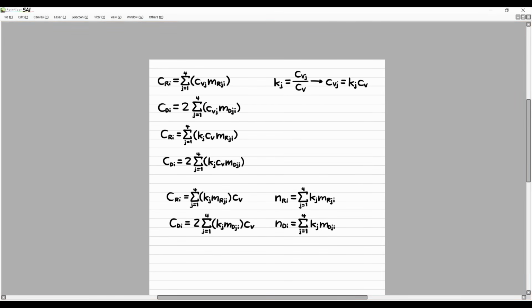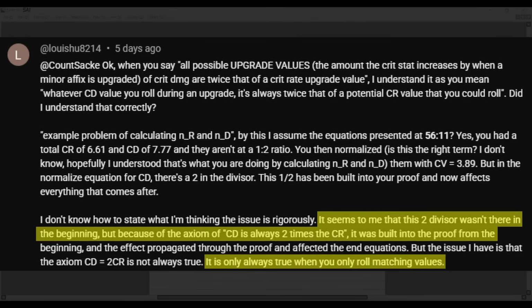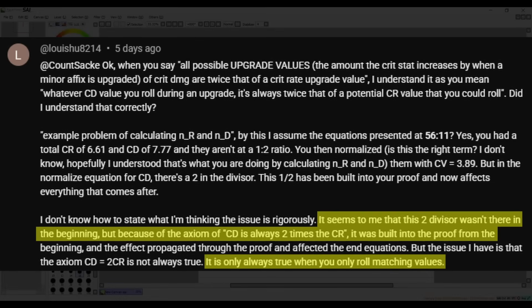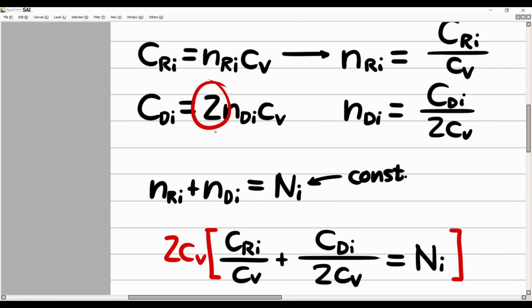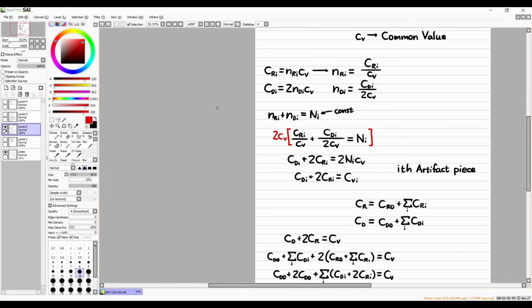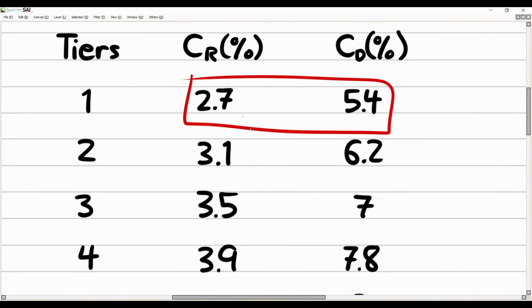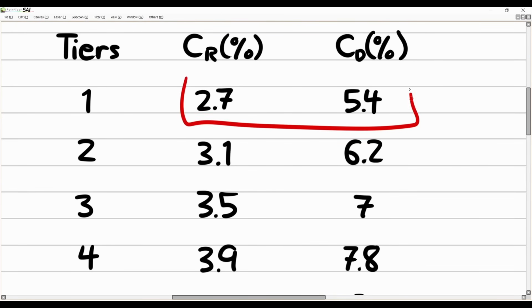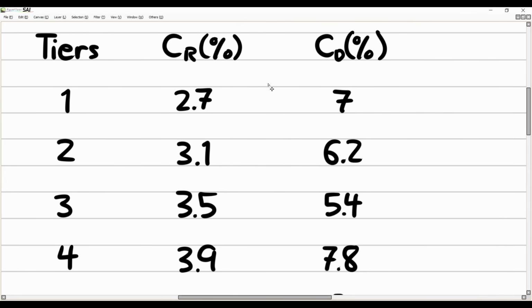Now, I'm going to bring up a specific comment by Lewis Who 8214. They had a problem with the way I did my proof, and it comes down to the fact that I've assumed that this 2 is here. He's claiming that because I'm matching tiers here, I grouped this in a very specific manner. Why couldn't I just call tier 1 this, for example? That would be a very interesting problem.